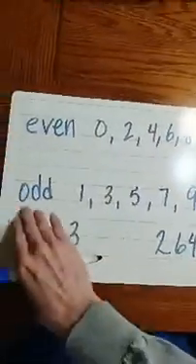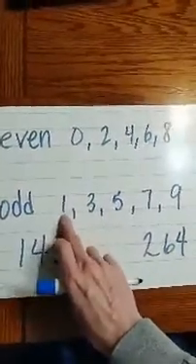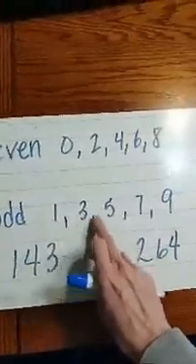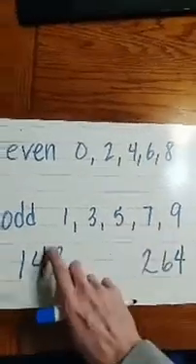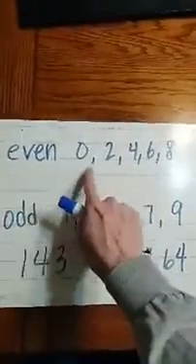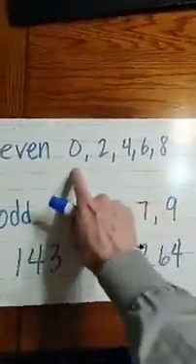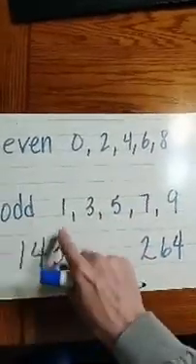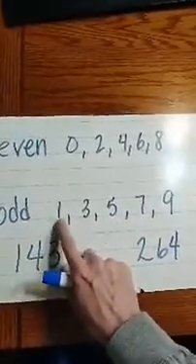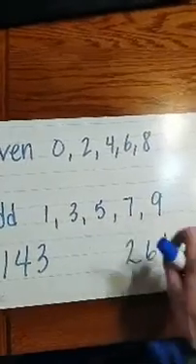Okay, my odds, I start with 1 and count by 2s. So 1, 3, 5, 7, and 9 are my odds. Evens, 0, 2, 4, 6, and 8 start with 0, count by 2. Odds, start with 1, count by 2. 1, 3, 5, 7, and 9.